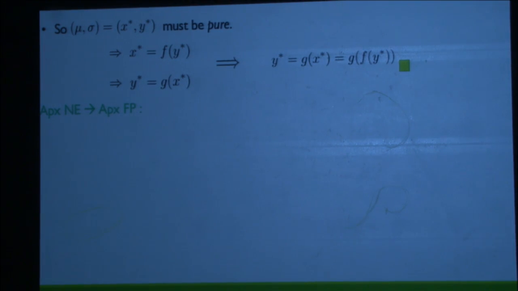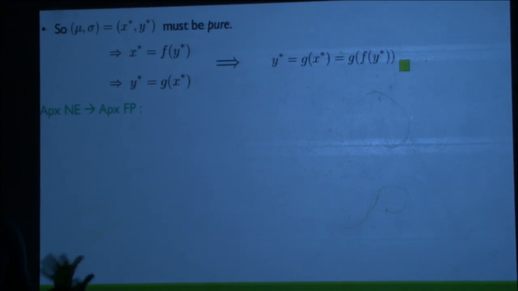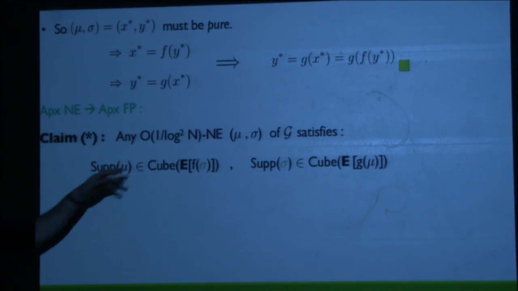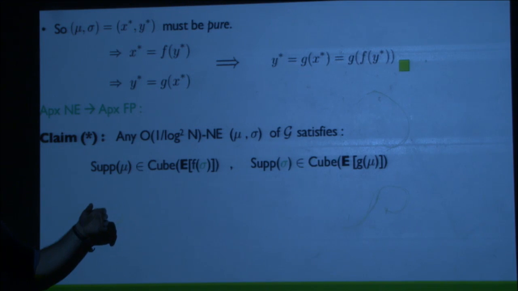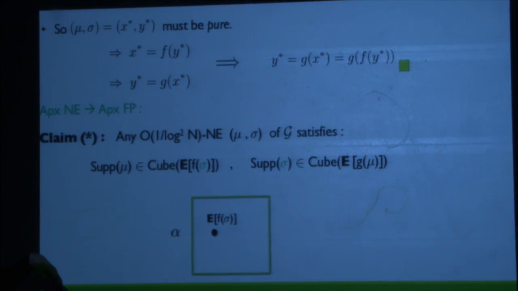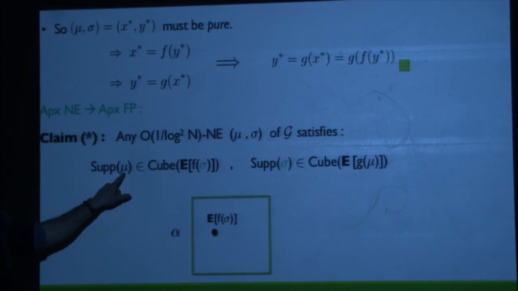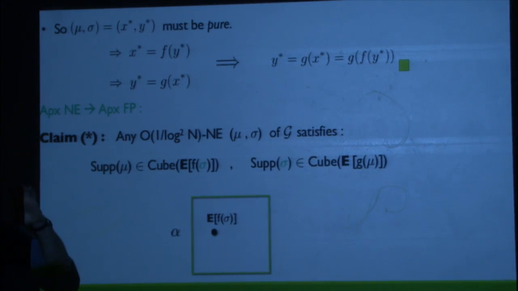All right? Showing the approximate argument is significantly more involved, but in particular, you can no longer expect that any approximate Nash equilibrium is pure, right? But what you can show is that any 1 over log squared n approximate Nash equilibrium, while not pure, has some nice structure. Each equilibrium strategy is completely supported, encapsulated in a single cube, an alpha cube, of the grid.